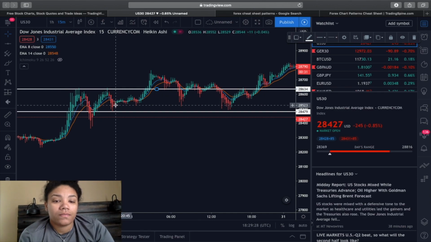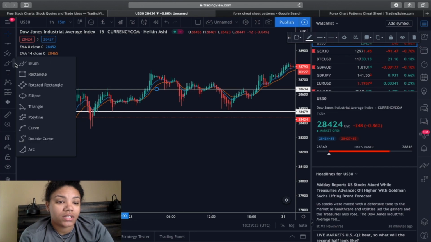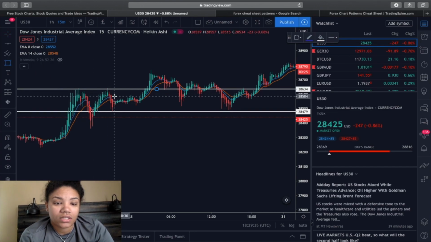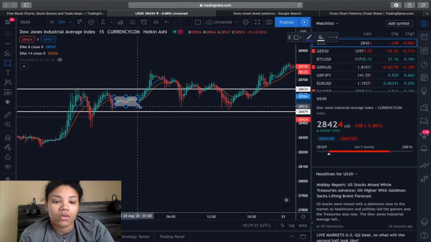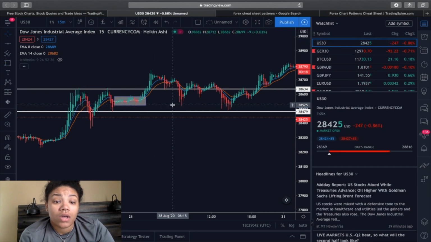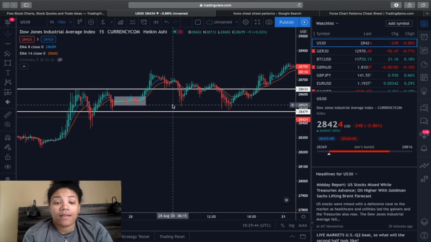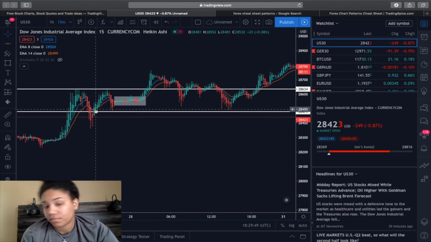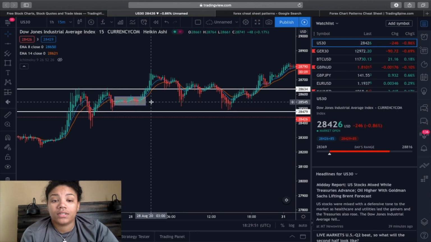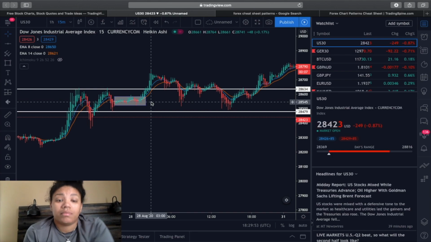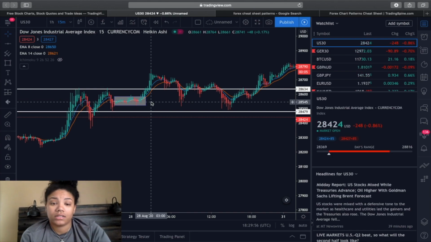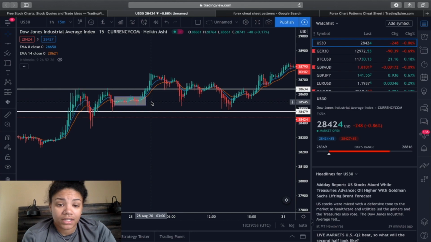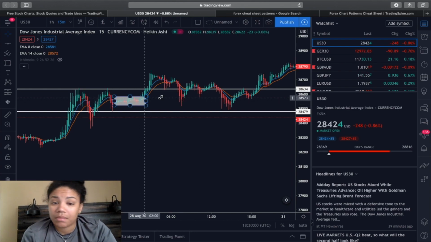So what I see is consolidation. So when I see consolidation, I like to draw a box around the consolidating area, right? So what I'm looking for when I have consolidation is the breakout. I wait for the candlesticks to break above or below the box, and in this particular situation, it broke above it.